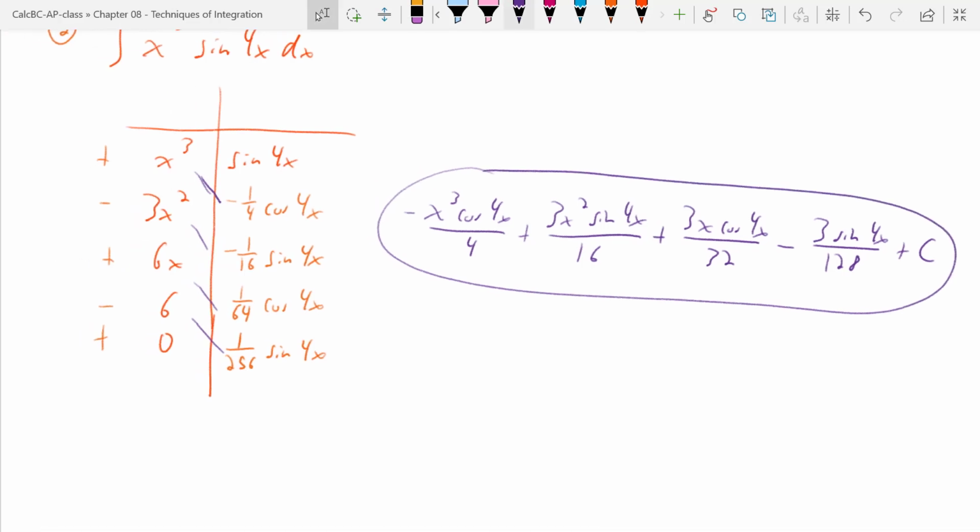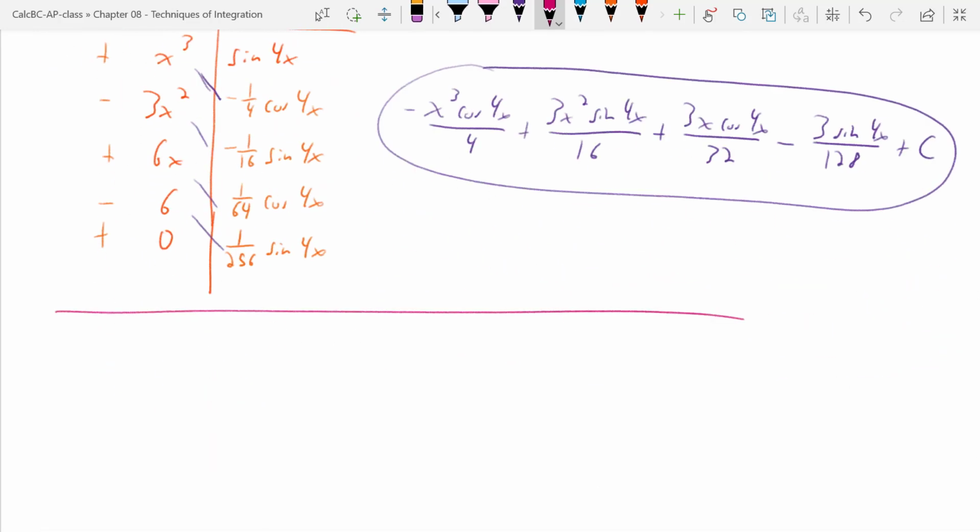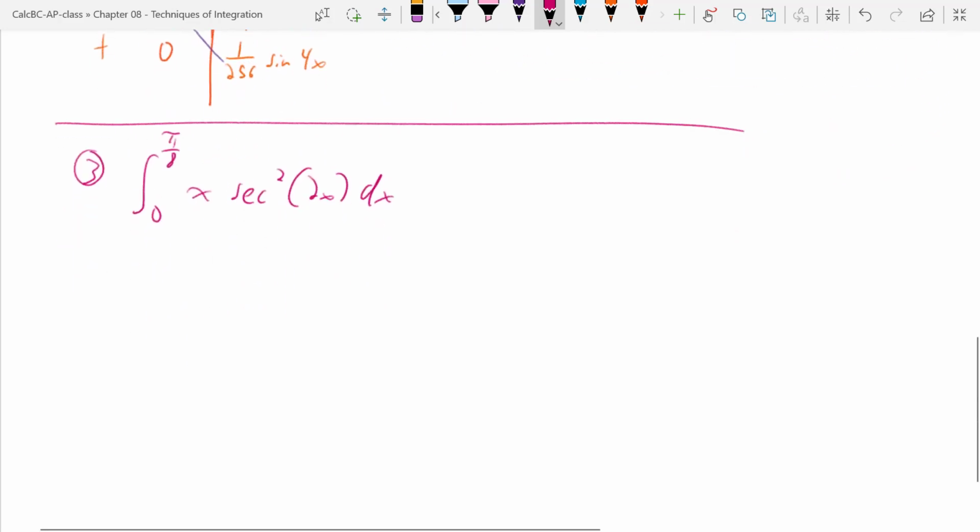So that's the tabular method. You guys are going to have some fun with that. Let's do a few more examples with that, one that uses a definite integral. So we're going to do the integral from 0 to pi over 8 of x times secant squared of 2x dx. So again, tabular method.